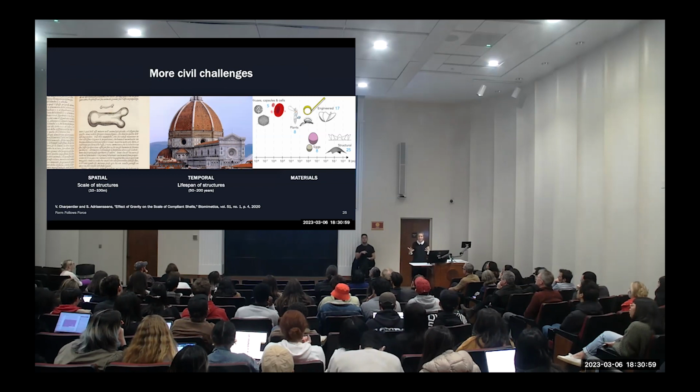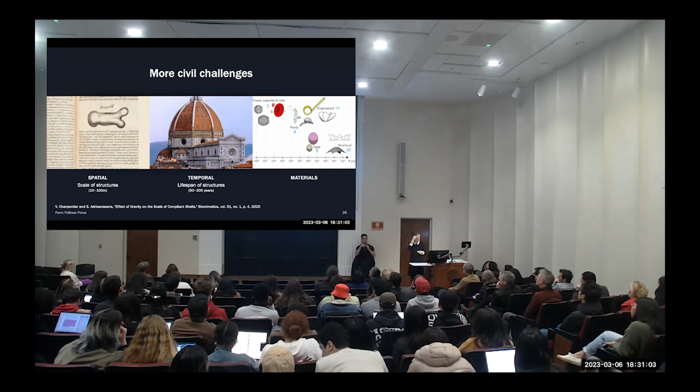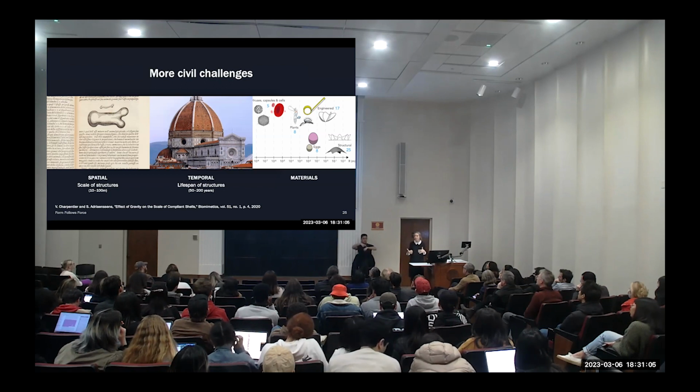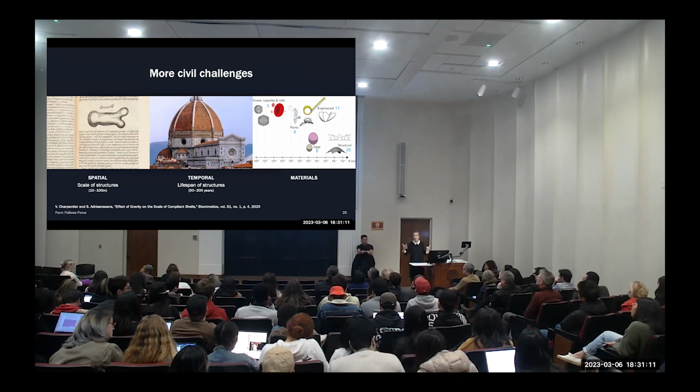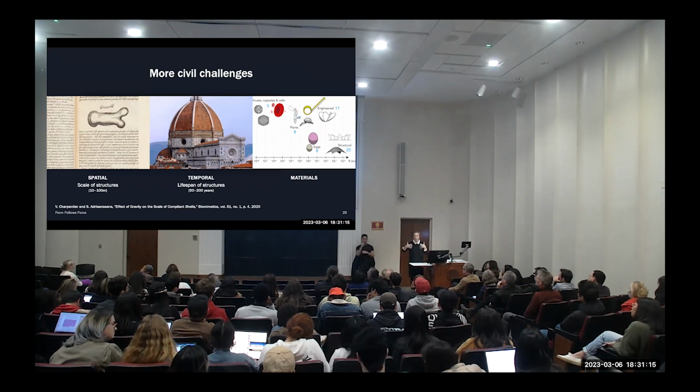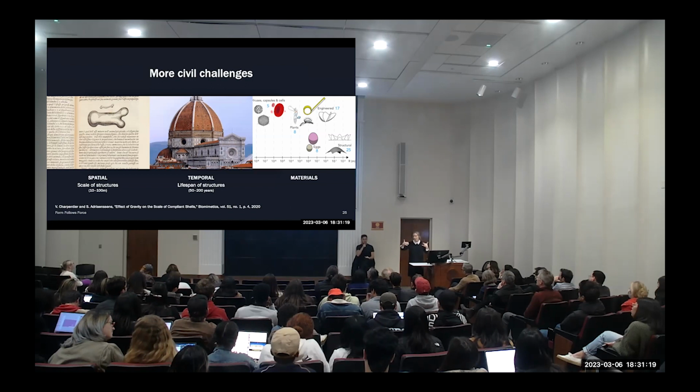The second thing that we have to deal with in the built environment is time. The things we design are not supposed to last 2 years or 5 years. They're supposed to last, well, hopefully 50 years, 100 years, 200 years, 2,000 years. So we have to design things that are going to withstand all the loading that can occur during that time.